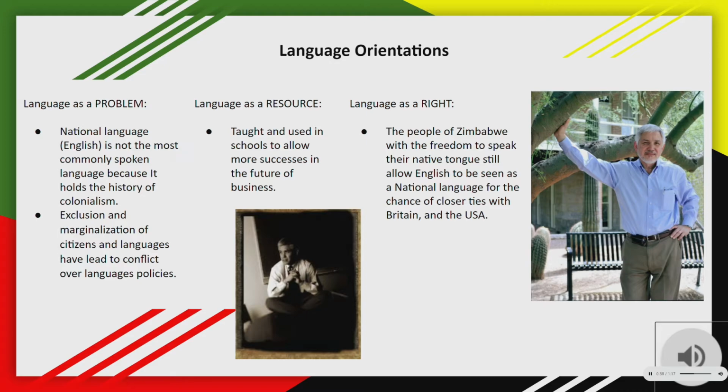National language, English, is not the most commonly spoken language because it holds the history of colonialism. Exclusion and marginalization of citizens and languages have led to conflict over language policies. Language as a resource, taught and used in schools to allow more successes in the future of business. Language as a right. The people of Zimbabwe, with the freedom to speak their native tongue, still allow language to be seen as a national language for the chance of closer ties with Great Britain and the USA.